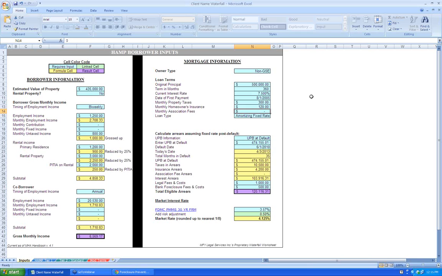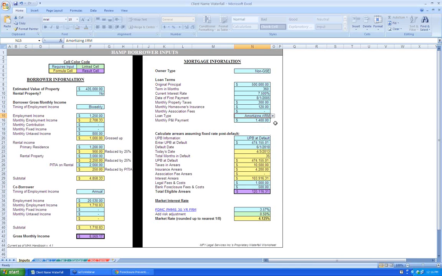As you know, the key term is the PITIA: principal, interest, taxes, insurance, and association. So those make up the rest of the PITIA. Now here, this is an amortizing fixed rate loan, meaning that this person has a 30-year fixed rate at 7.5%. But as we know, not all loans are like that. So let's go through the other loan types.